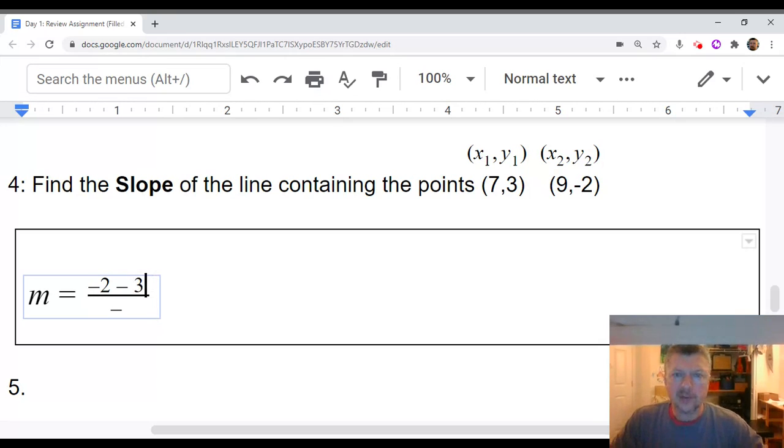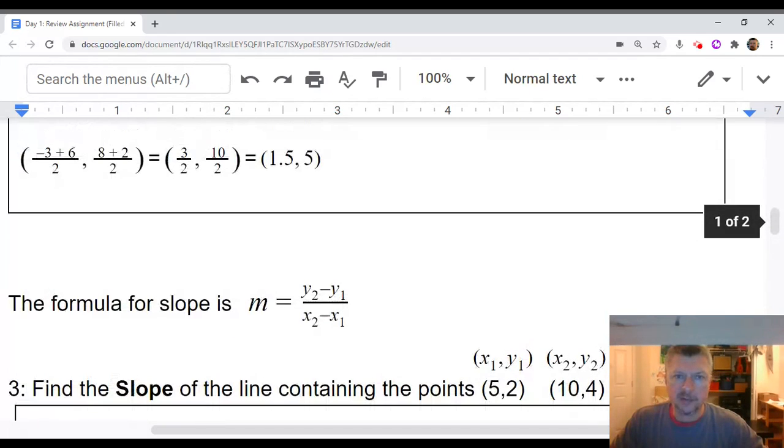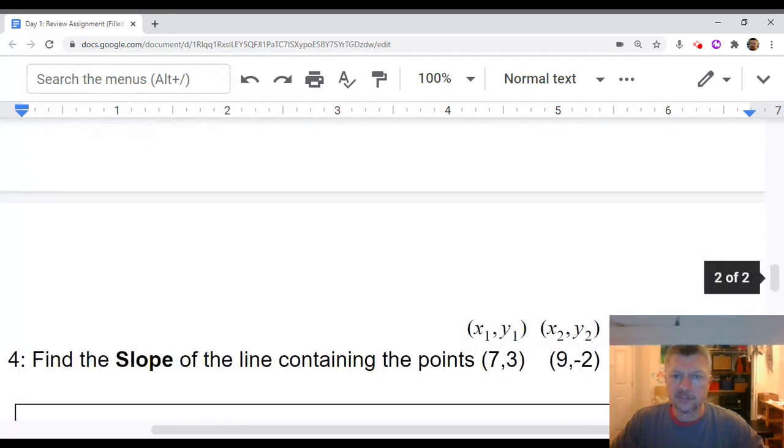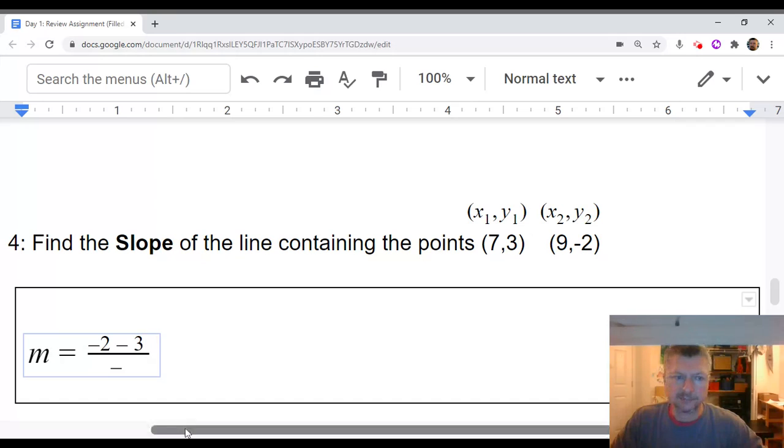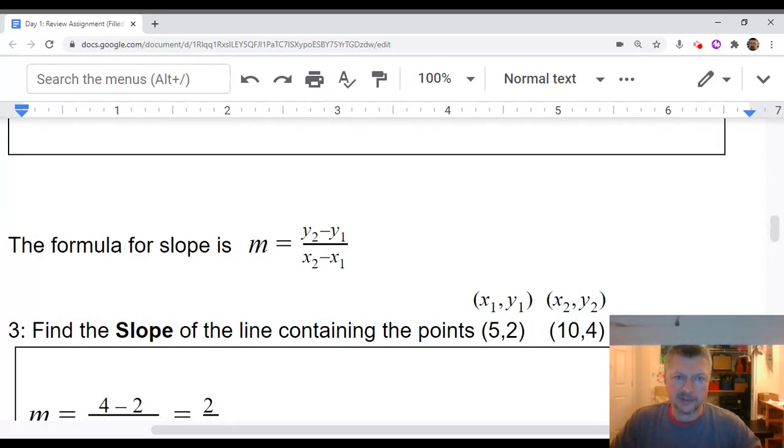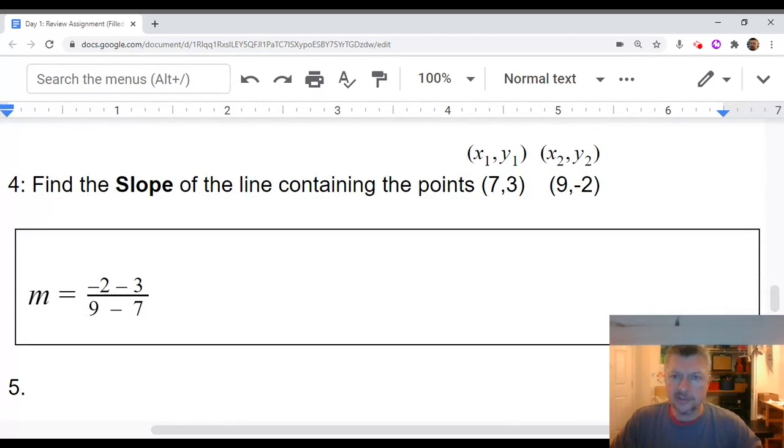And then x, what do we have up here? x2 minus x1. x2 is 9, x1 is 7. Okay. Let's make sure we did this right. We got y2 minus y1, x2 minus x1. Okay. y2 is negative 2. Minus y1 is 3. Good. x2 is 9. Minus x1 is 7. Okay. It looks right to me.